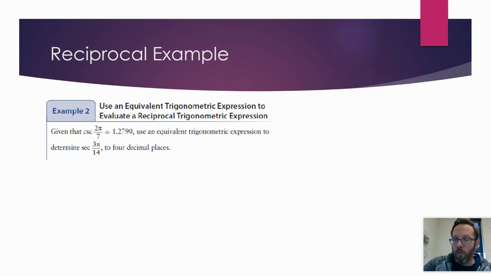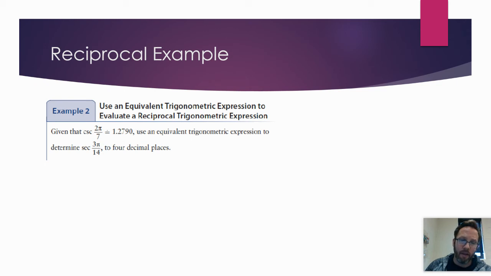All right, we got one more example to do. We're going to do the same thing, but we're going to use one of our reciprocal identities. We're given here that cosecant of 2 pi by 7 is about 1.2790. Again, we're going to find secant of 3 pi over 14, but not using a calculator. We're going to use one of our cofunction identities.